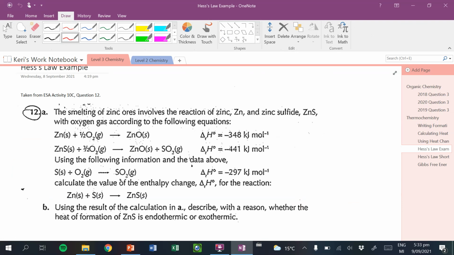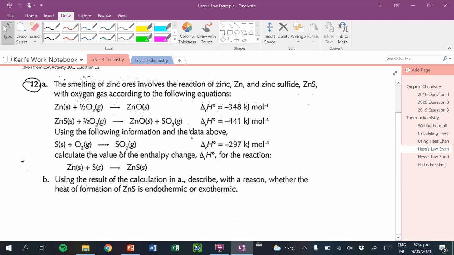First thing that we are looking at is I have been given a list of different reactions. So, the smelting of iron ore involves the reaction with zinc and the zinc sulfide with oxygen gas with the following equations. So, we have the combustion of zinc, we have the combustion of zinc sulfide, and then they've also given us, using the data above, the combustion of sulfur, making sulfur dioxide, and they've given me the enthalpy value. All of that is going to show you the equations that you're going to manipulate. They want you to calculate the enthalpy change for this reaction here, the zinc with the sulfur becoming zinc sulfide. So that is actually what I'm trying to get.